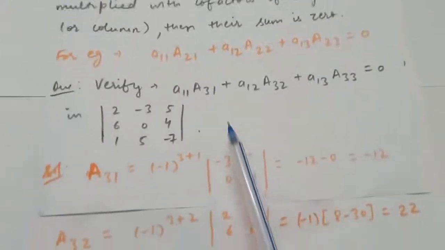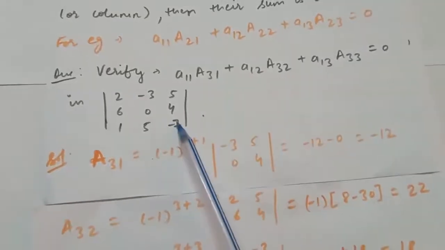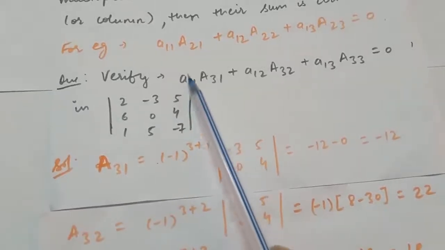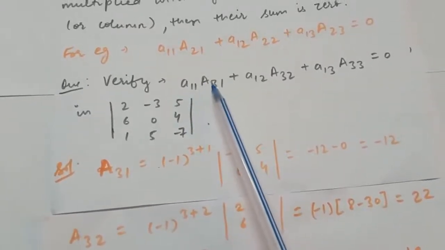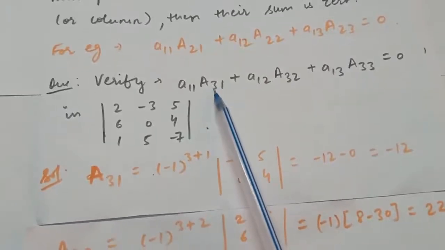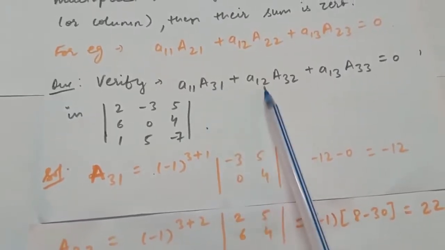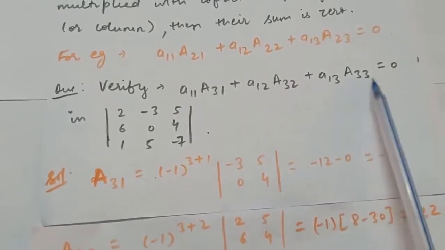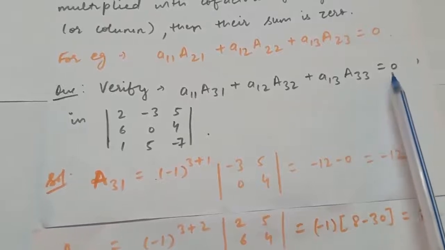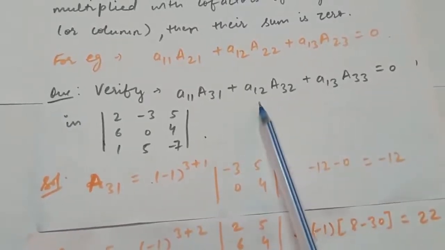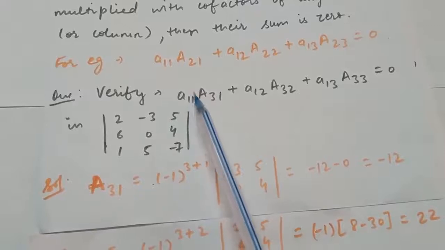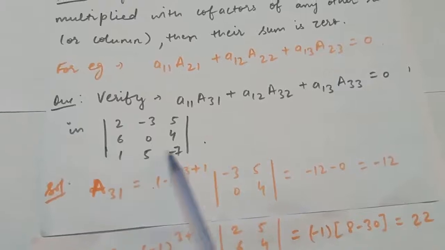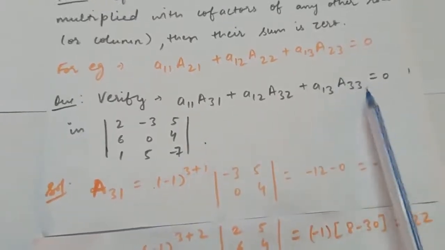We will verify this by an example. So in this determinant, you have to verify that A11 into A31, where this is the element A11 and this is the cofactor of the element A31, plus A12 into A32, plus A13 into A33 is equal to 0. That is, we have multiplied the elements of the first row with the cofactors of the third row, so the result will be 0. So we will prove this.